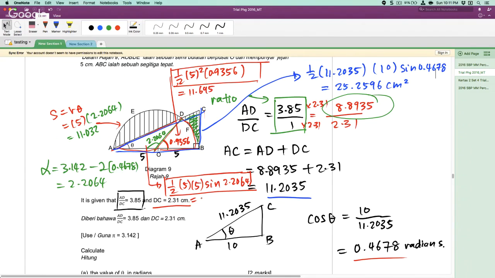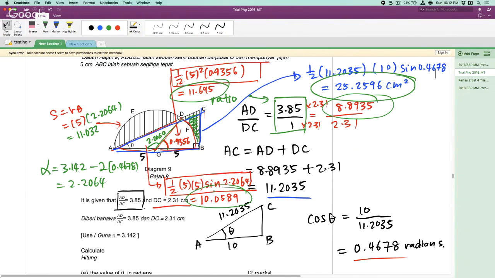And then we'll do this small triangle as well. So it's the same, half times 5 squared times sine 2.2064. Make sure you have already changed your calculator to radian. If not, you couldn't get the correct answer. This gives 10.0589. So in order to get the area of the shaded region, I will take this one minus this one and minus this one.